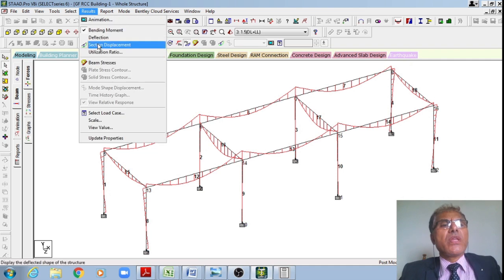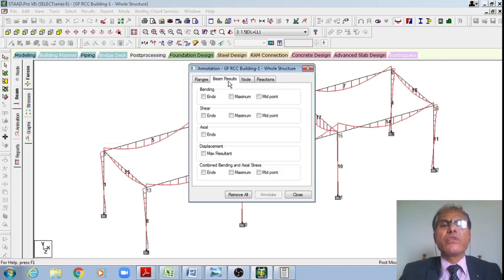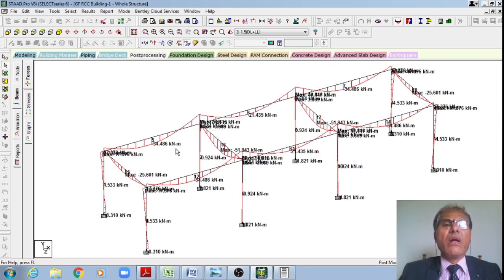Let me show the numeric values also. Just a moment, student, right? Just bear for a moment, right? That is how the numeric values also, right? I have to have all these values, right?